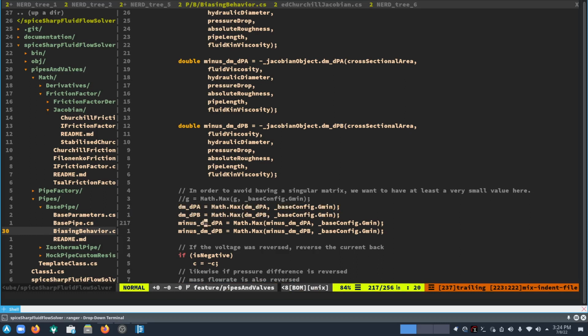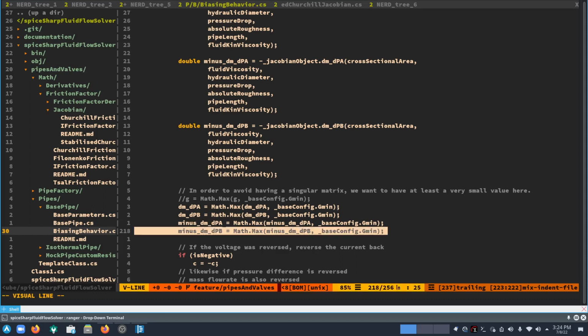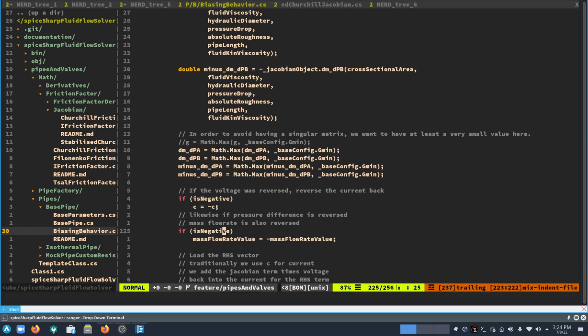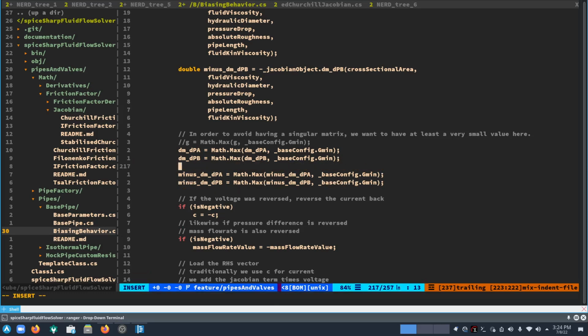We have a minus dmdPA, minus dmdPB. I don't know why. This one looks a bit fishy to me. I'll probably sort it out later. This thing is something I need to sort out. Probable error.